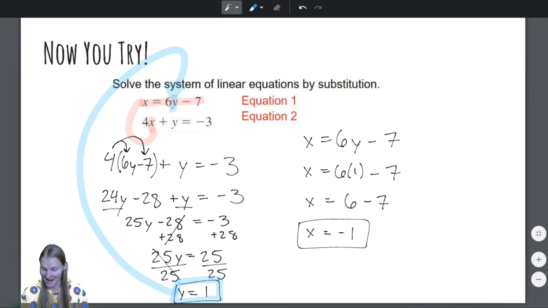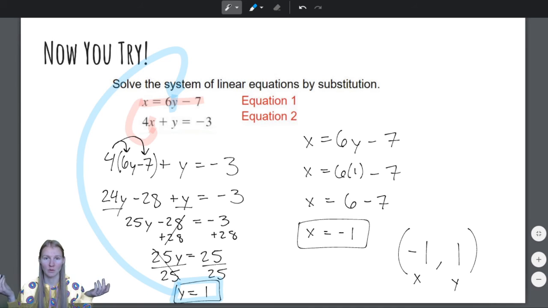And hey, look at that. I have x equals and I have y equals. So I can write this in the ordered pair form of x comma y. And I get -1 comma 1 because that's what x is and that's what y is.